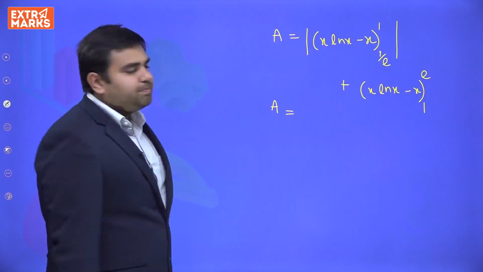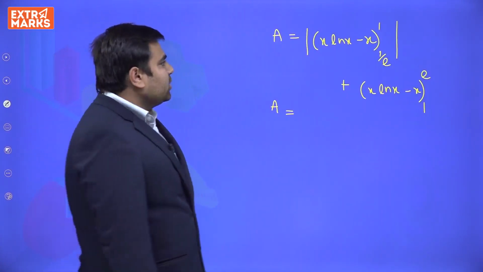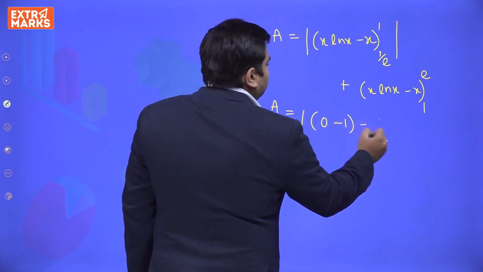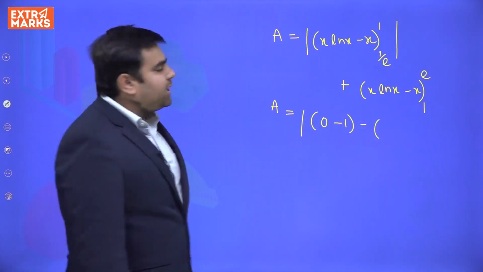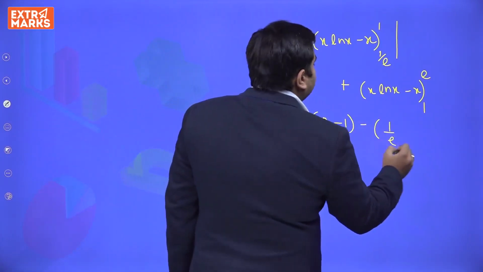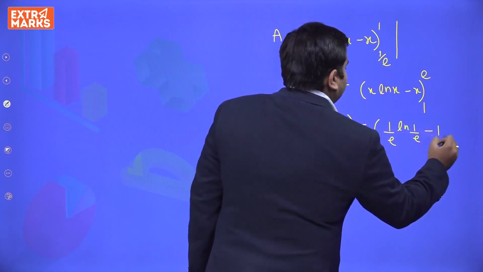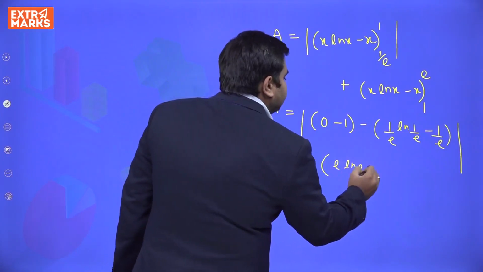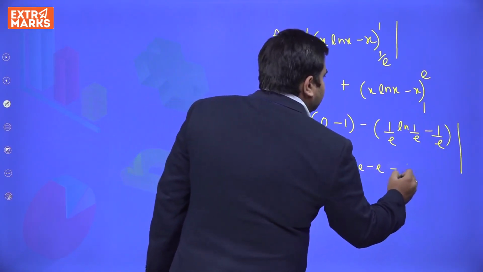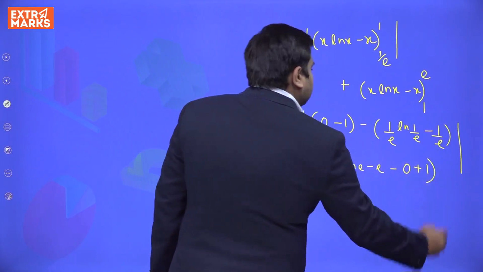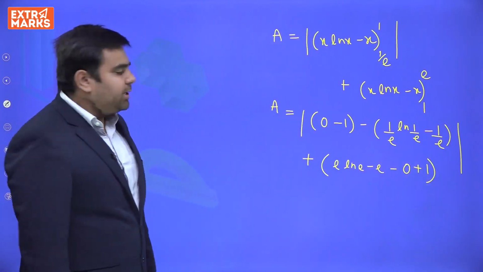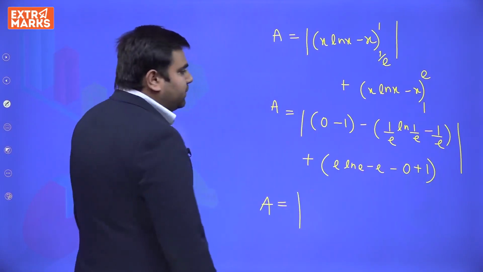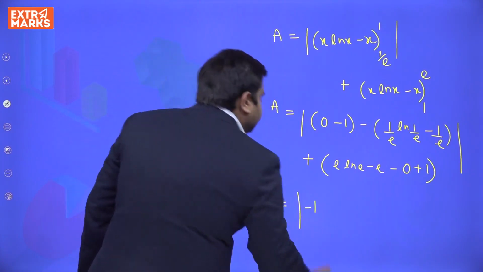So what is the area? Now let's substitute 1 over here. When I substitute 1, I will be getting 0 minus 1. Now let's substitute 1 by e. When I substitute 1 by e, I would be getting 1 by e ln 1 by e minus 1 by e, modulus closed, plus e ln e minus 0 plus 1, right? So what would we be getting? The area is coming out to be minus 1.